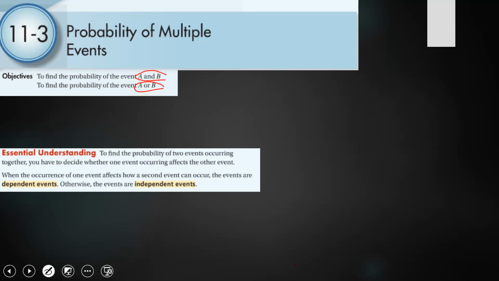Like, I wake up early at 8 and I eat lunch. Wake up at 8, eating lunch. There are two events. Are these two events dependent, if I'm waking at 8 a.m. or not? Does it affect my taking lunch? No, they are independent of each other.